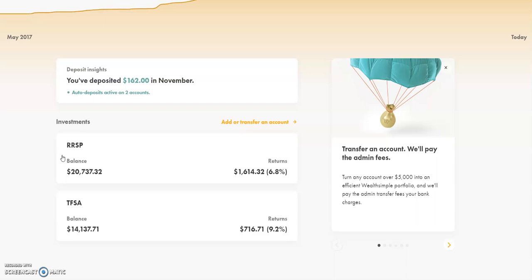The other account is the TFSA, or tax-free savings account, and that's the account that I'm gonna go into further detail today and show you how this account has performed. My TFSA account was opened about 1.5 years ago.